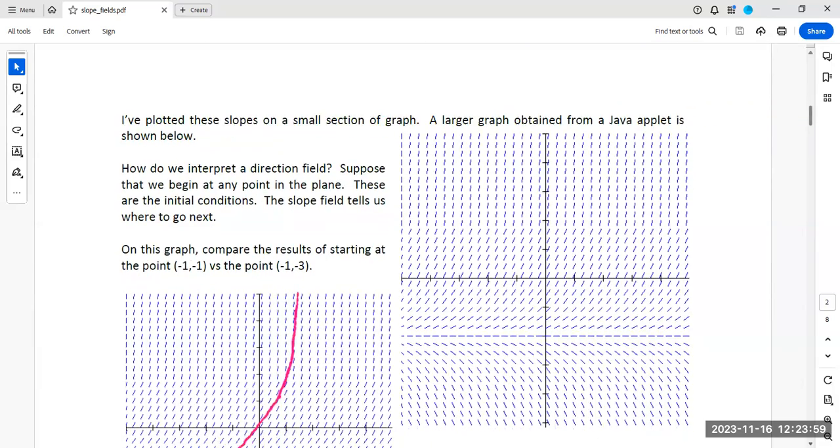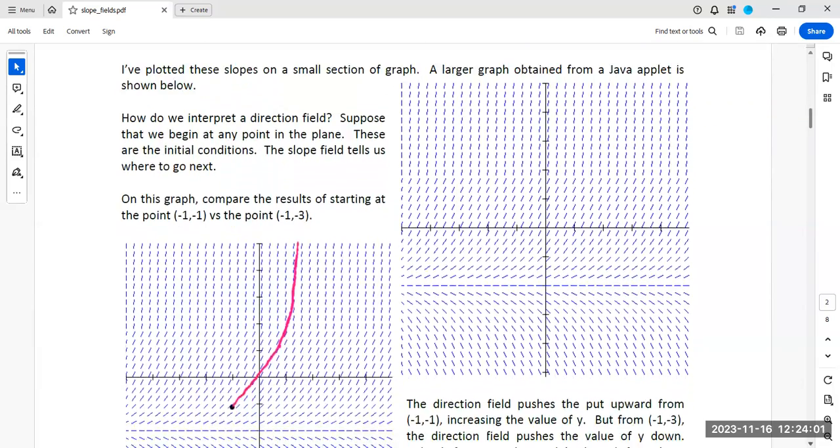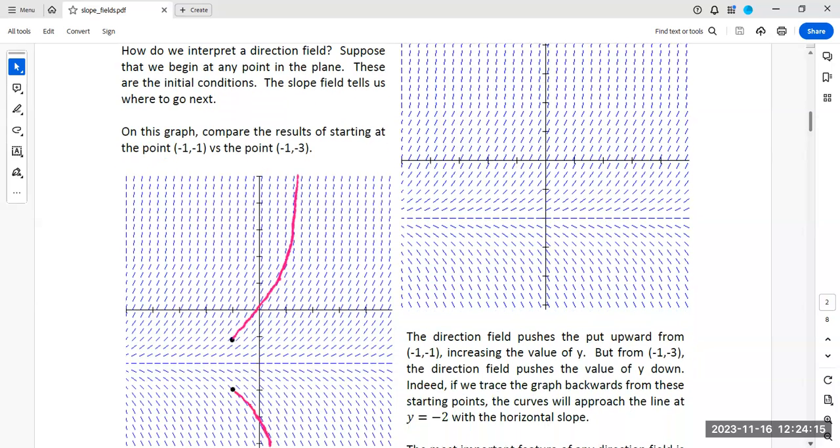Now, we can plot this on a much larger graph using technology. We can fill in the entire field at a much greater specificity of values. And we can then use the entire slope field to, again, sort of observe the behavior of the system as we go through time, as we start at some particular point.